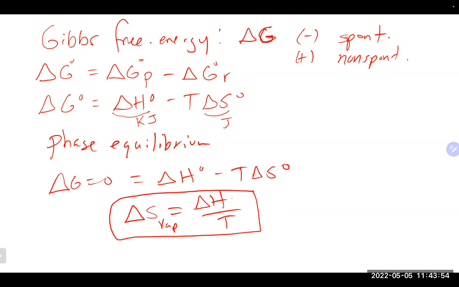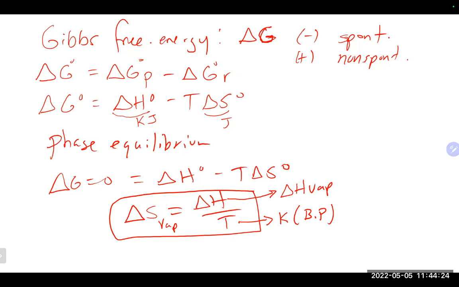Where the delta H here would, in this particular case, be the delta H of vaporization for whatever substance you're dealing with, along with the temperature here, which obviously is in Kelvin, but in this case would be the normal boiling point for that particular substance as well. So if we were doing water, that'd be 100 degrees Celsius or 373 Kelvin and about 40.6-ish kilojoules per mole. We also talked about that.